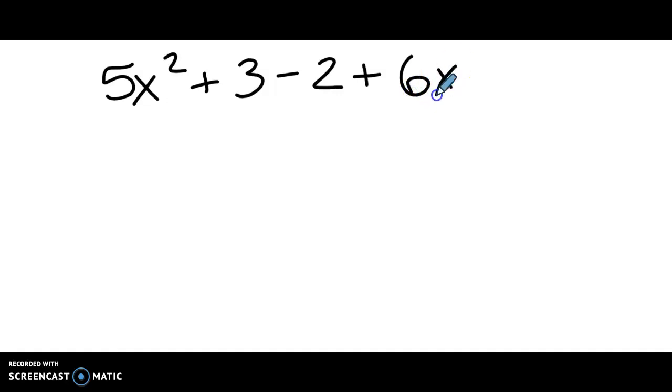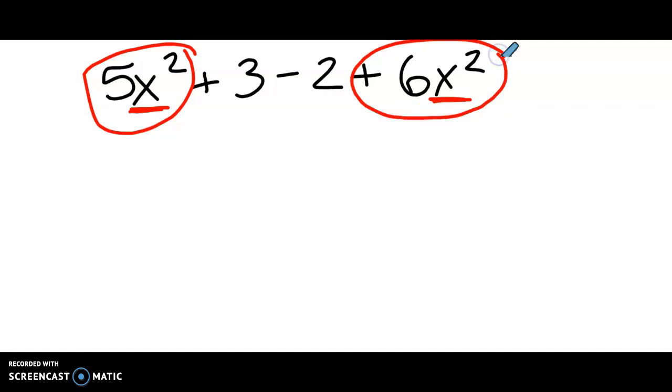So for instance, if we had 5x squared plus 3 minus 2 plus 6x squared, what we're looking for is all the things that have an x squared attached to them, and that's what we want to combine. Anything else that's left that doesn't have that x squared, we want to combine later. So we're going to combine the 5x squared and the 6x squared together.